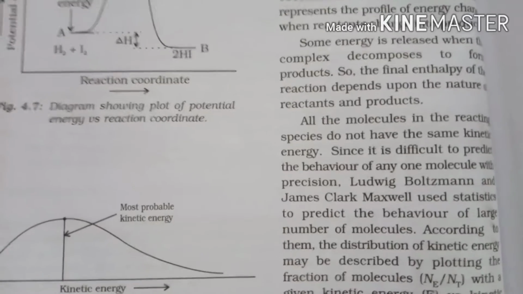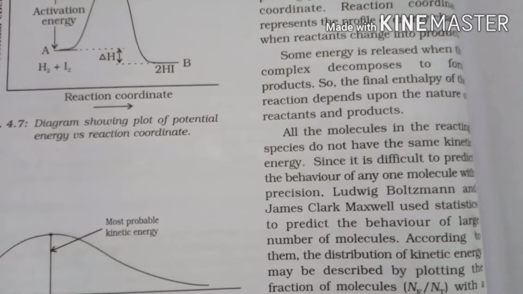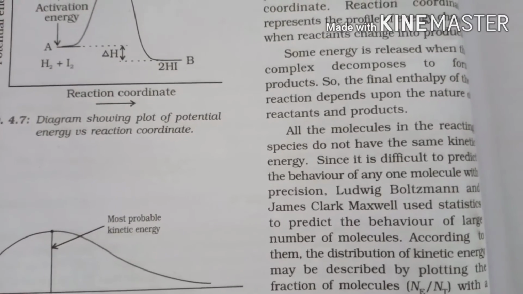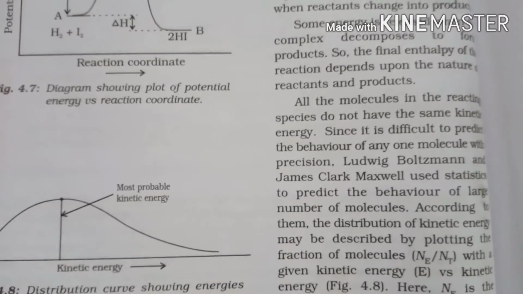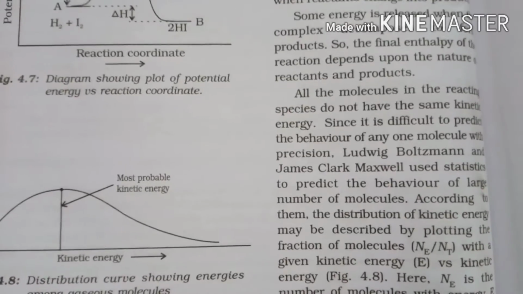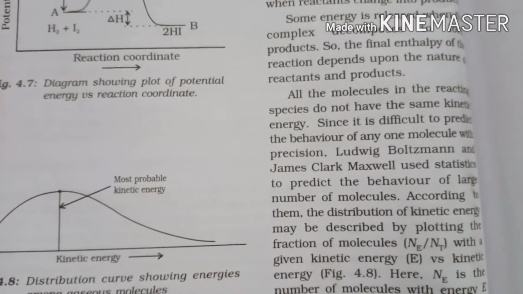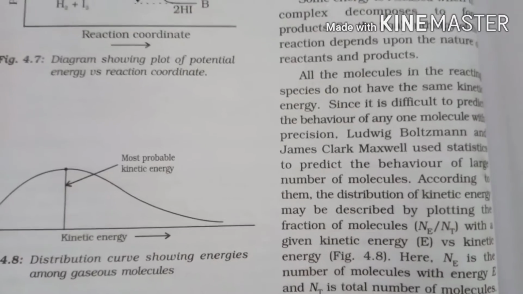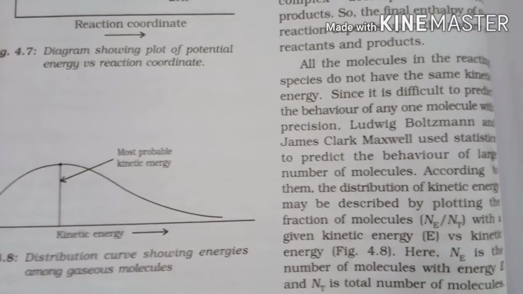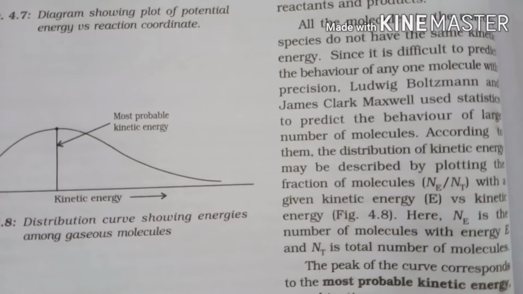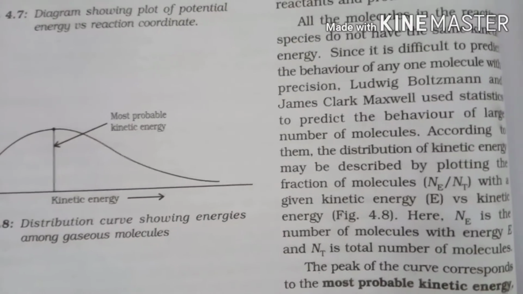So in order to solve this, Ludwig Boltzmann and James Clerk Maxwell used statistics to predict the behavior of a large number of molecules. According to them, the distribution of kinetic energy may be described by plotting the fraction of the molecules, that is Ne by Nt, with a given kinetic energy E, versus kinetic energy. Here Ne is the number of molecules with energy E, and Nt is the total number of molecules.